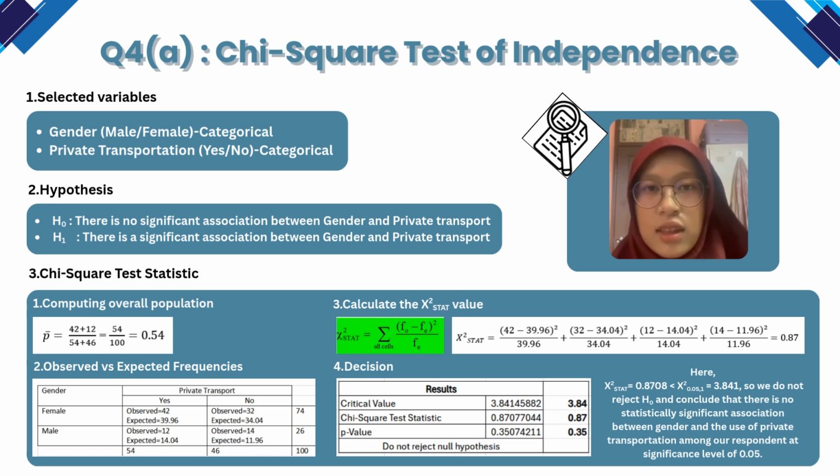Then I will get the answer of 0.87 for 2 decimal places, or 0.8708 in 4 decimal places. Now it's time for making a decision. Here, since the chi-square test statistic value, which is 0.87, is smaller than the critical value, which is 3.841, we do not reject the null hypothesis and we conclude that there is no significant association between gender and the use of private transportation among our respondents at the significance level of 0.05 and the degree of freedom 1.